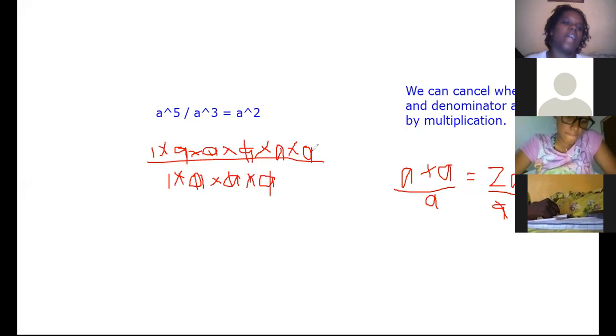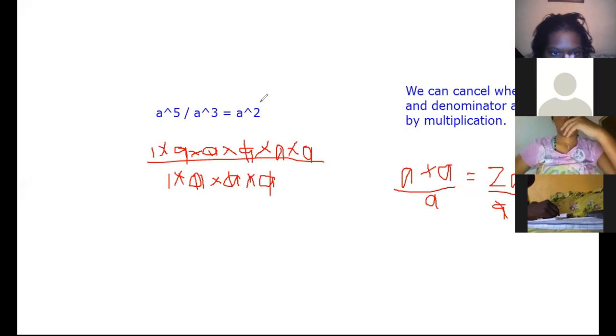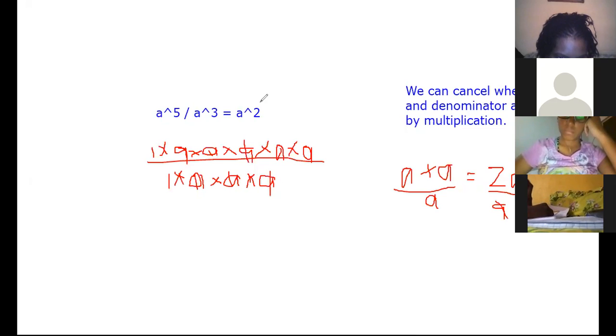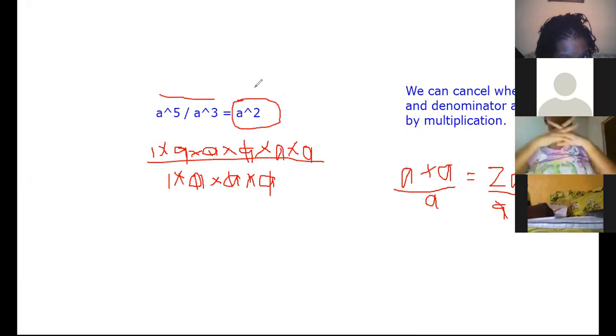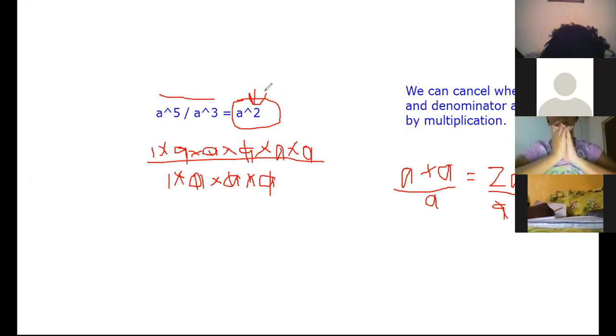Now my question to you: what do you recognize is happening between the form, the division, and the actual answer? The two of them have the same base, that is true. And what do you recognize about the powers? The 5, the 3, and the 2. What is the relation between these? The powers are being subtracted. Can we all see that?